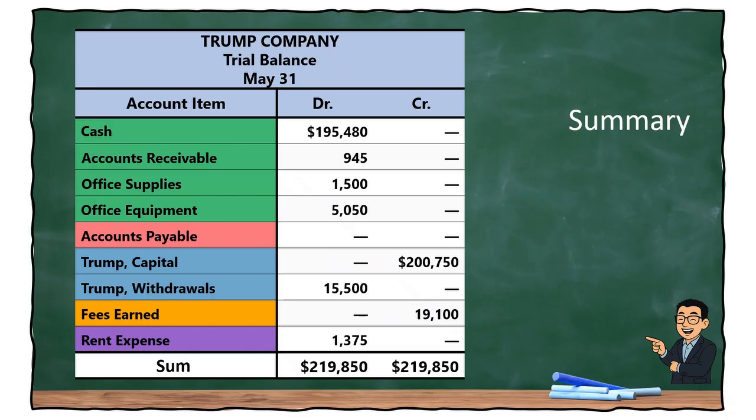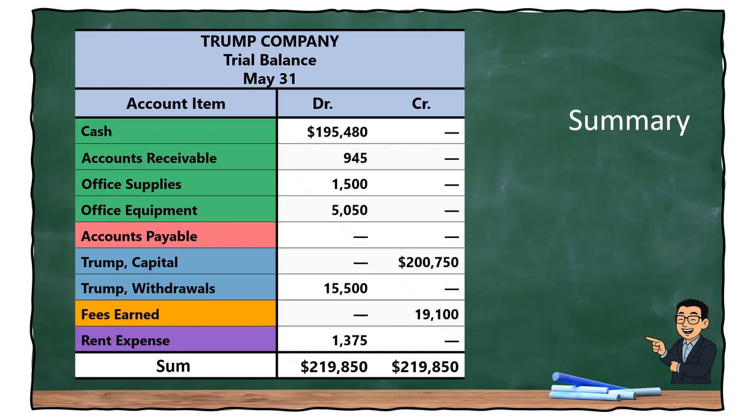Here's Trump Company's trial balance at the end of May. It shows all assets, liabilities, owner's equity, revenues, and expenses from the transactions we recorded. The total debits equal the total credits, confirming the accounts are balanced.